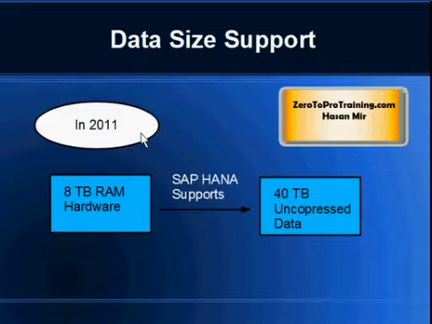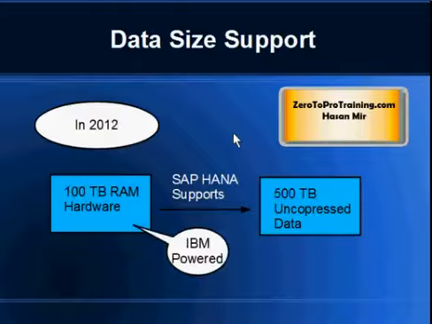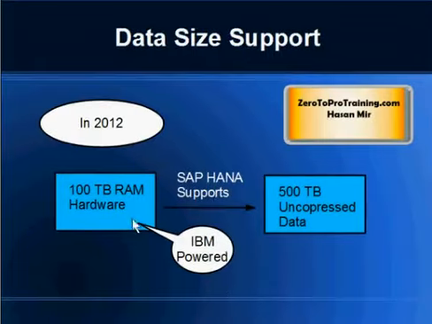Then in 2011, SAP HANA could be used with up to 8 terabytes of RAM, and it would support 40 terabytes of uncompressed data. And in 2012, SAP HANA would support up to 100 terabytes of RAM, so that means a lot of data. So this setting is available on IBM powered devices.